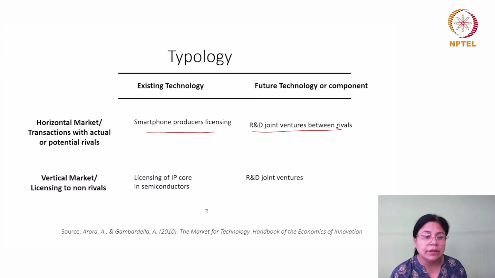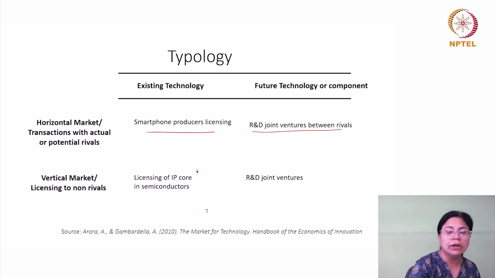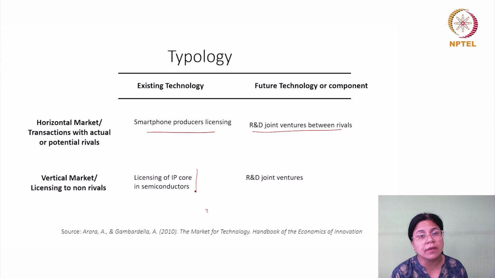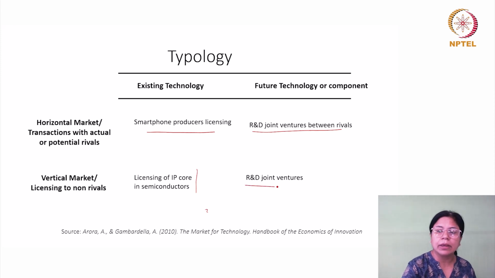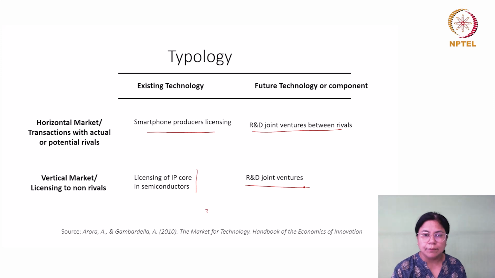Then it could be related to the existing technology, but in a vertical one. So here, licensing of IP core in semiconductors. Clearly the company which is licensing the IP core is not actually in the final product market. The last one could be again R&D joint ventures between different parties at different levels of the value chain. So that could be your case of a future technology transaction with licensing among non-rivals as such.